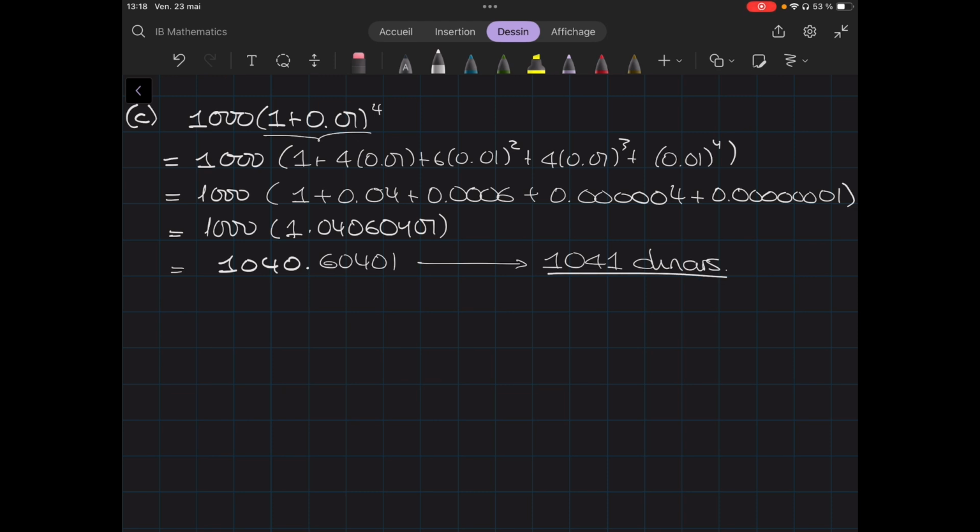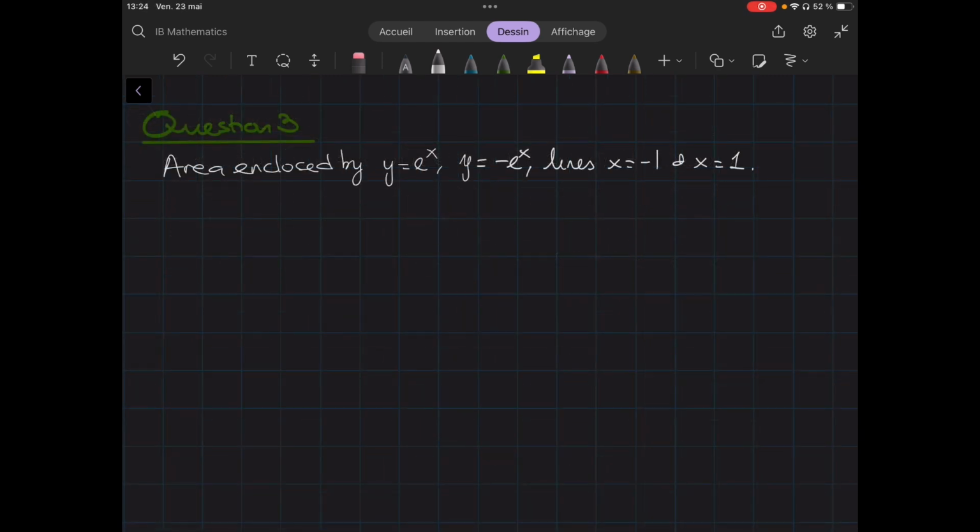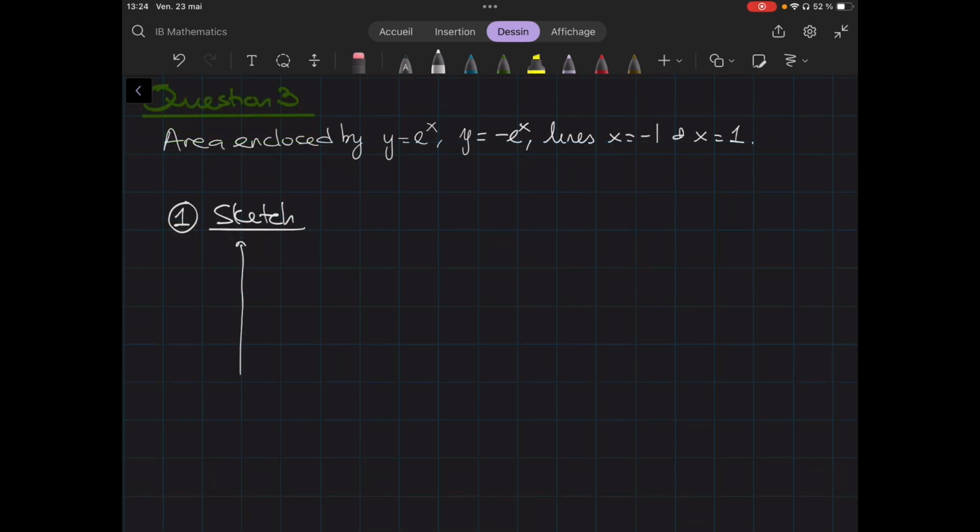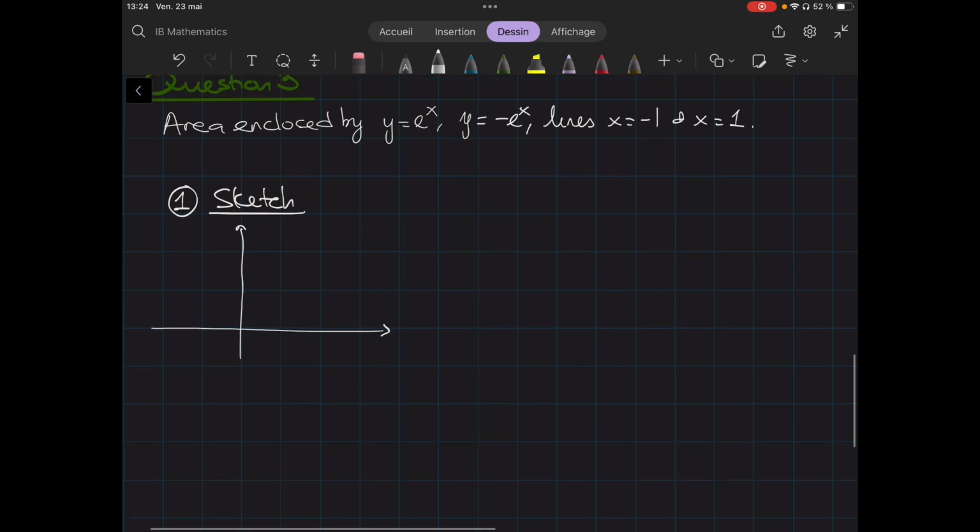Not rounding your final answer will automatically cost you a mark. Question 3 of the paper is another calculus question. We are asked to find the area enclosed by the curve y equals e to the x, y equals negative e to the x, and the lines x equals negative 1 and x equals 1. It is always a good idea to quickly sketch the region that we are trying to find the area of. This sketch does not have to be accurate.